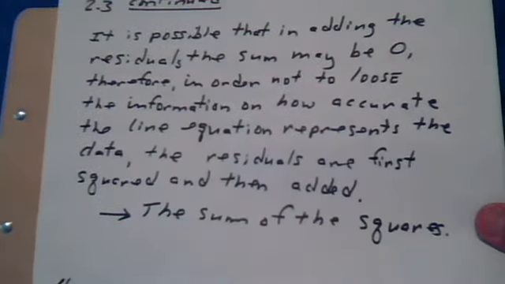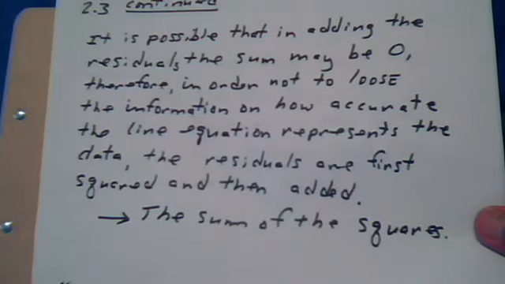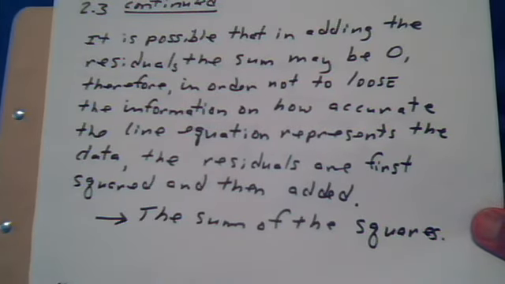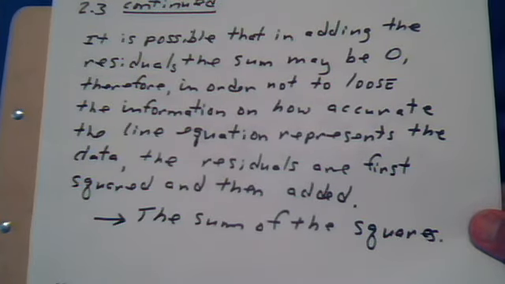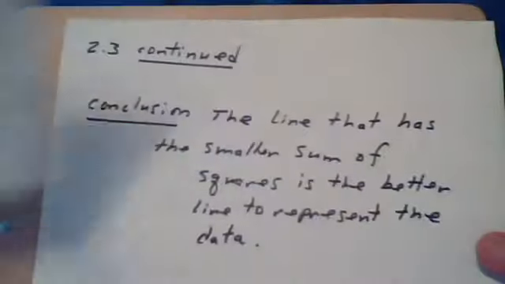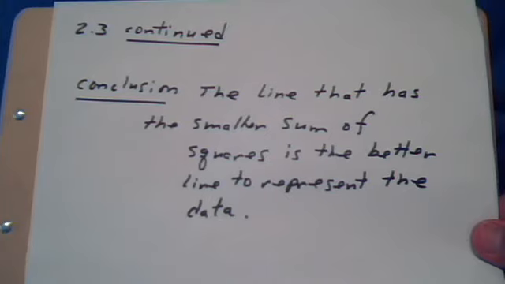So right here, we'll remember that it's possible that in adding the residuals, the sum may be 0. Therefore, in order not to lose the information on how accurately the line equation represents the data, the residuals are first squared and then added, which is a sum of squares. Conclusion: the line that has the smaller sum of squares is the better line to represent the data.